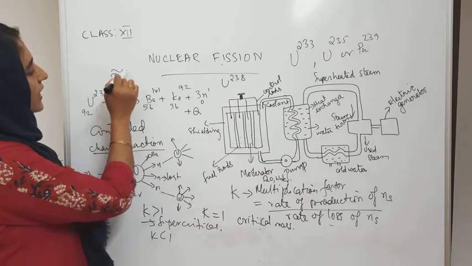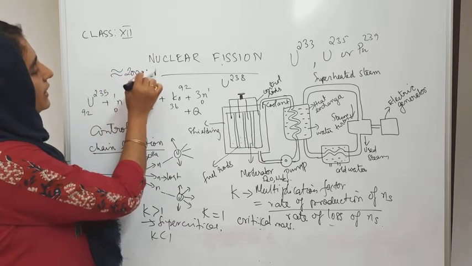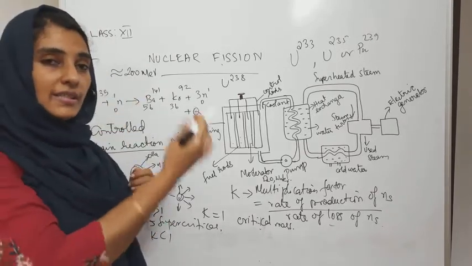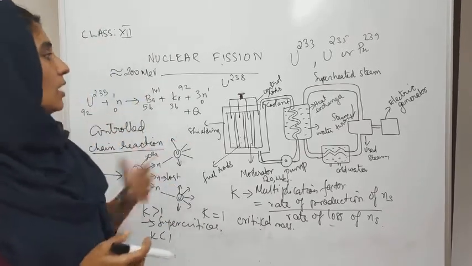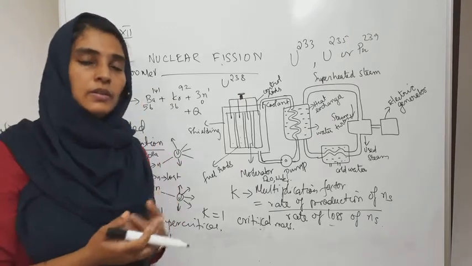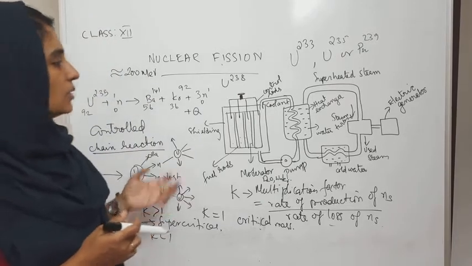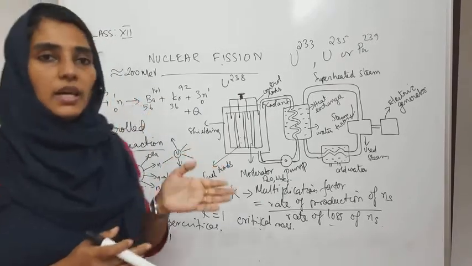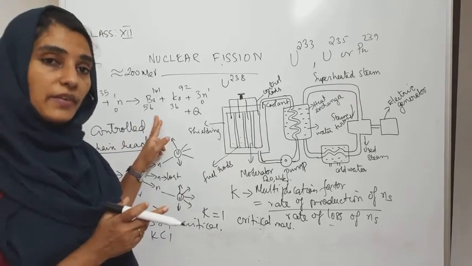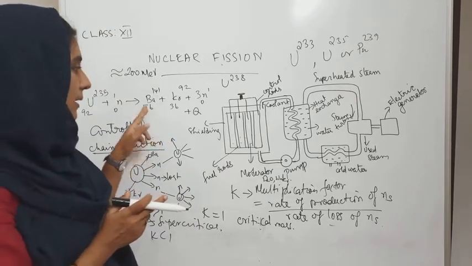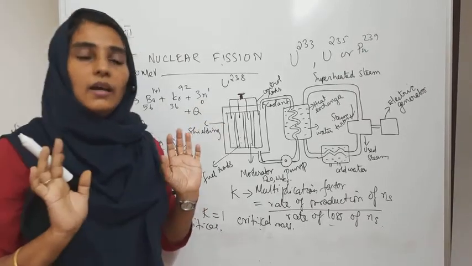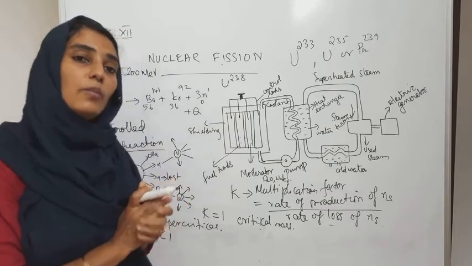Approximately one fission reaction will give rise to 200 million electron volts of energy. So this is happening exponentially, so it releases an enormous amount of energy even from a very small quantity of uranium fuel. This energy is released in the form of kinetic energy of the fission fragments, that is, barium and krypton and the neutrons, and it is also released into the surroundings in the form of heat.